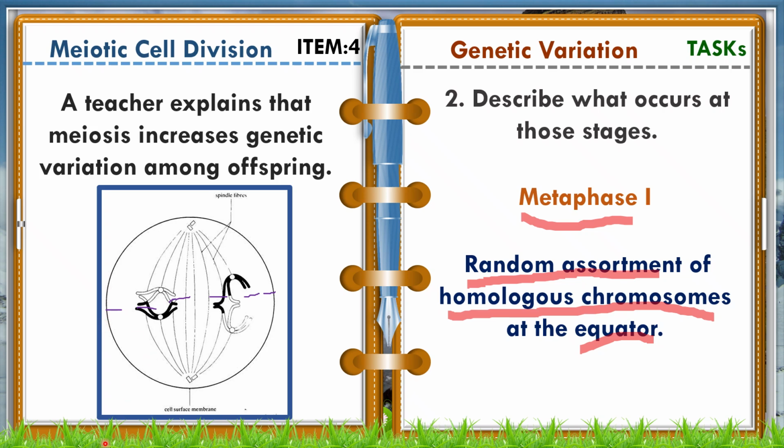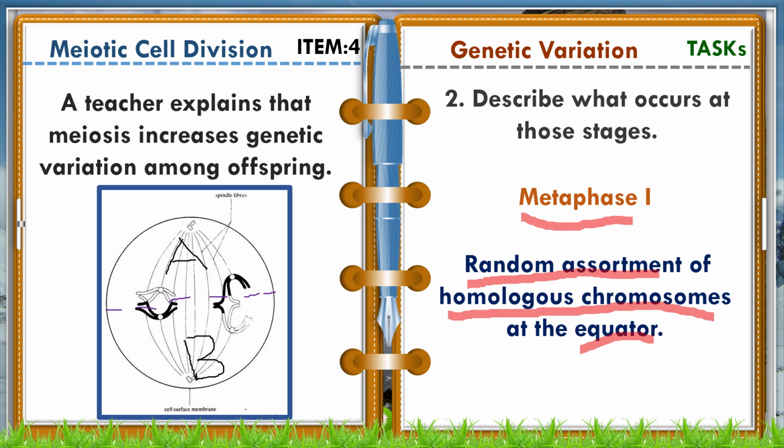Now I want you to see what we are calling random assortment. We have divided the cell into two along the equator. Now, let's call the upper part as part A, and we call the lower part as part B.